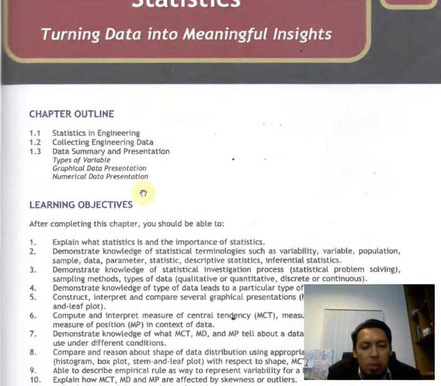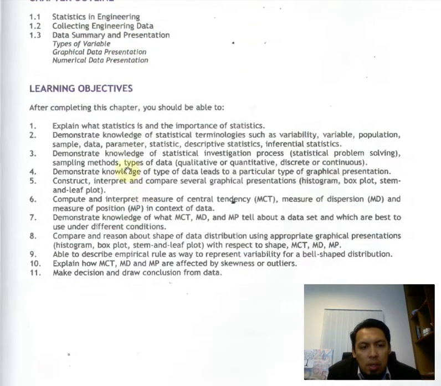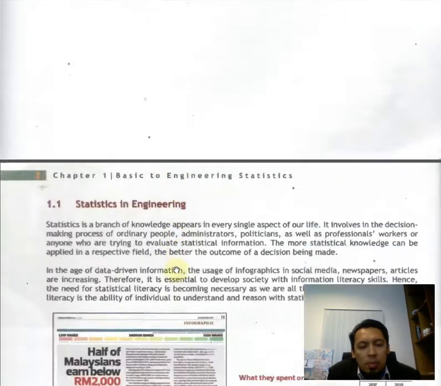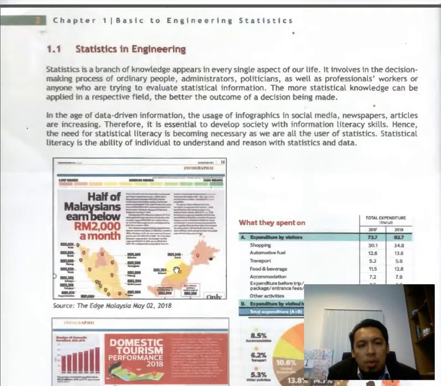Okay, so this is the learning objective. We have 11 of them. Try to see what they are, and later at the end of this topic you should be able to do all of these 11 things. Okay, now let's first look at statistics in engineering.